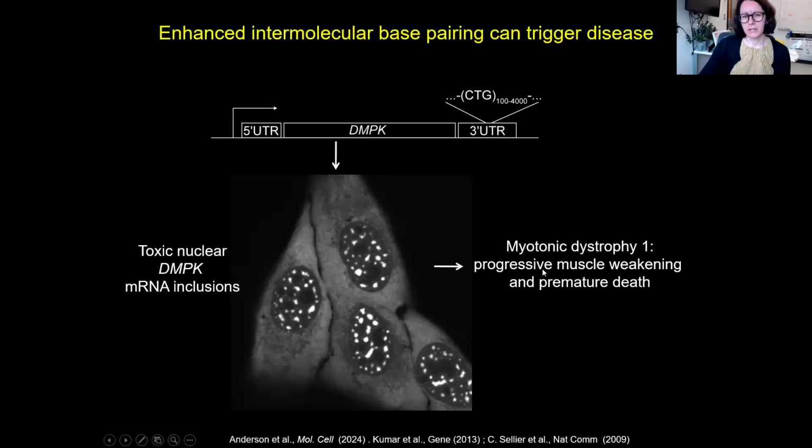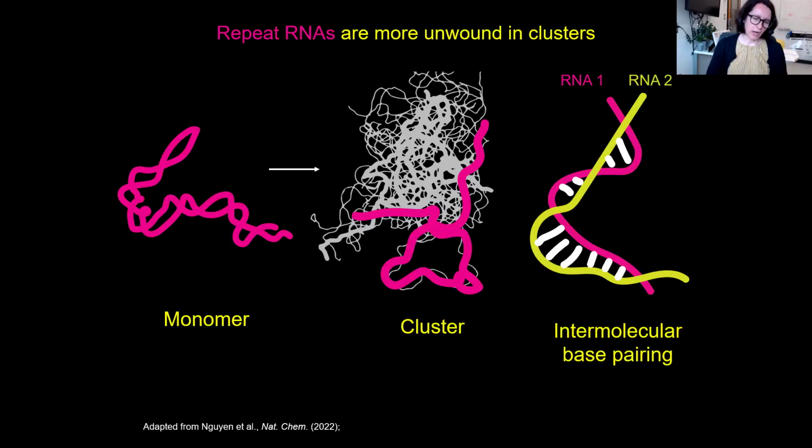So this is really causing progressive muscle weakening as well as premature death. The recent simulations of how RNAs in these repeat expanded diseases are forming RNA clusters have revealed that RNAs that contain repeats are normally folded when they're monomeric. However, when they're assembling and forming clusters, they unwind. And this unwinding then allows them to start interacting in trans, so intermolecularly, using base pairing. And this enhances, of course, clustering.